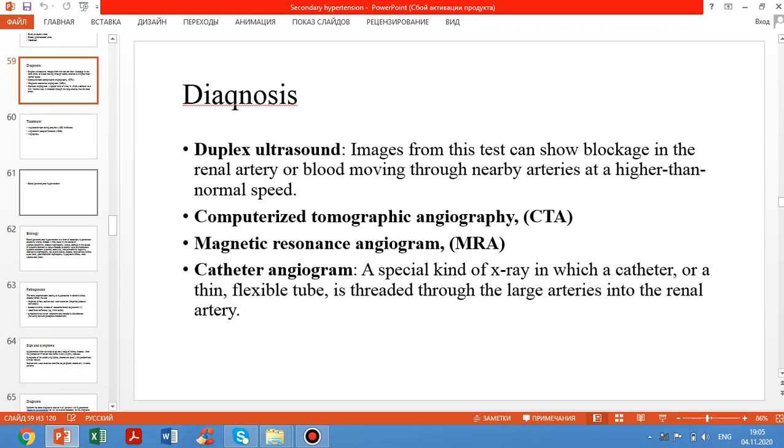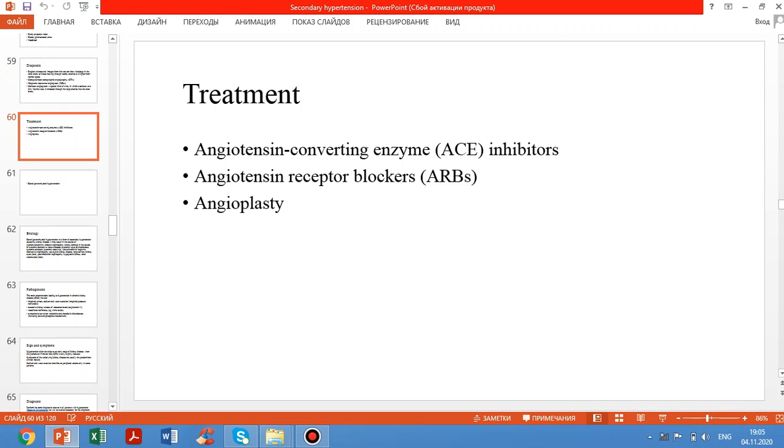Diagnosis. Duplex ultrasound. Images from this test can show blockage in the renal artery or blood moving through the arteries at a higher than normal speed. Computerized tomographic angiography, magnetic resonance angiogram, catheter angiogram, a special kind of X-ray in which a catheter or a thin flexible tube is threaded through the large arteries into the renal artery.